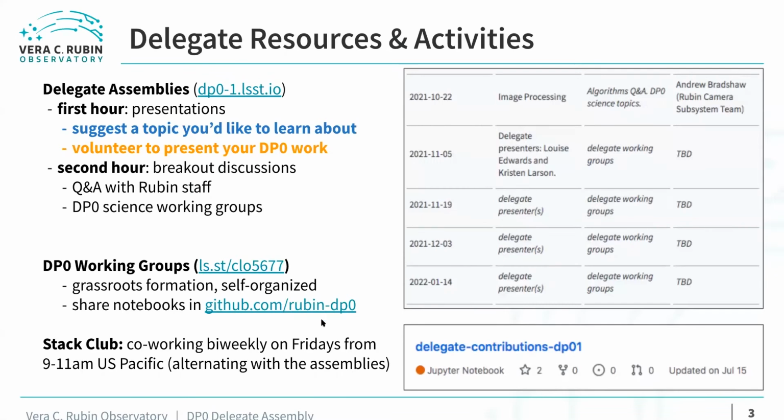And don't forget that every alternate week from these delegate assemblies, we have Stat Club on Fridays. Everyone is welcome to come along. This is an open co-working session where you can come along and ask any questions you want, or try to write notebooks or share your work. And it's a great place to just ask questions and become more familiar with the science platform and the science pipelines.